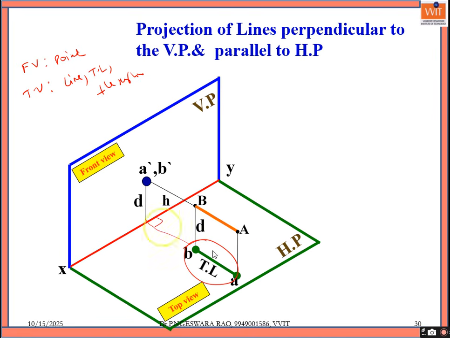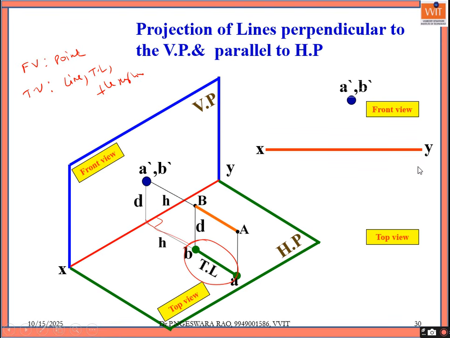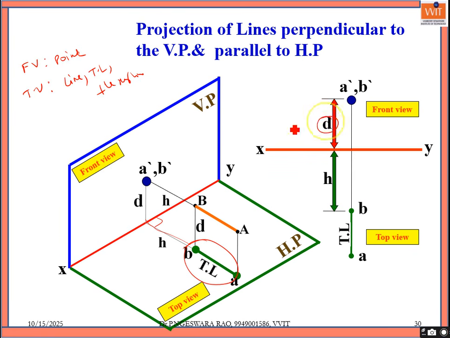The same thing you can draw here. Draw the XY line, in the front view draw the A dash B dash point, and in the top view draw the line perpendicular to XY line. This distance is the distance of one end from HP, that is the HP distance. This distance is the VP distance. Like this we have to mark it. This is the line perpendicular to VP and parallel to the HP.